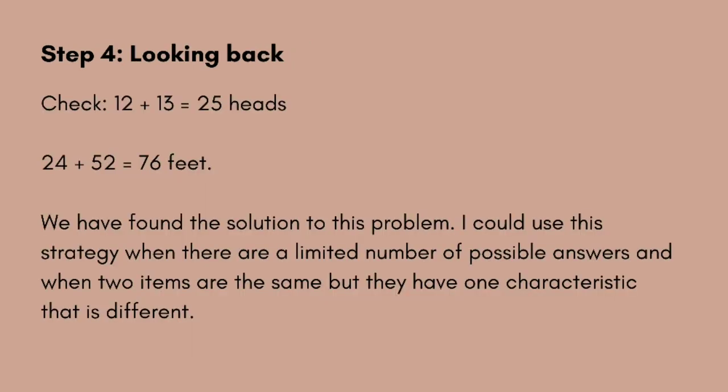So now we'll look back. To check, 12 plus 13 is 25, which was mentioned: Mr. Jones has 25 chickens and cows. Now, 12 chickens is equal to 24 feet and 13 cows is equal to 52 feet, which is a total of 76 feet. So now we have found the solution to this problem.